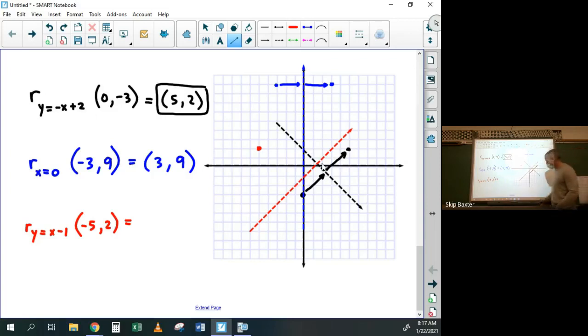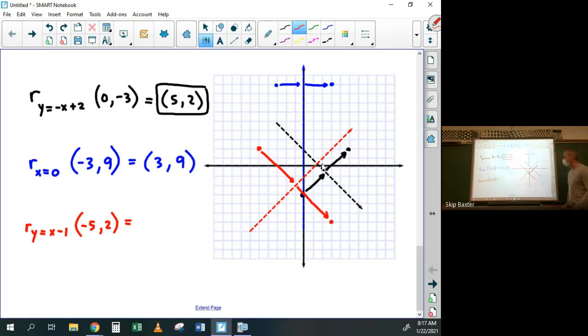So I'm going to go straight to the line of reflection perpendicularly and count squares. So this is 1, 2, 3, 4 diagonals. Go across it. 1, 2, 3, 4 diagonals. There's the image. So this point ends up being at 3, negative 6.